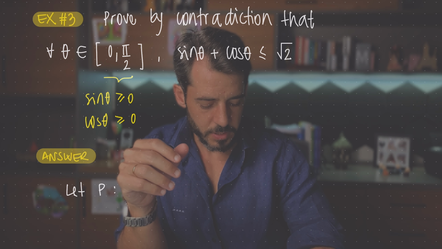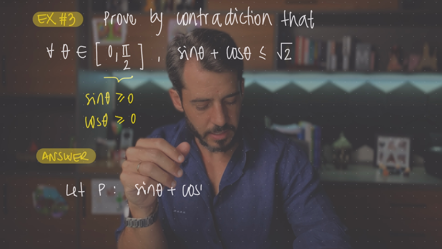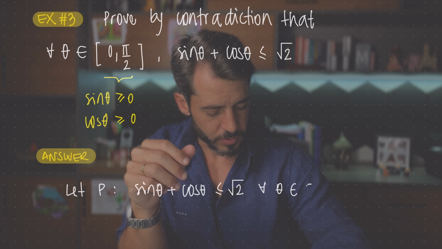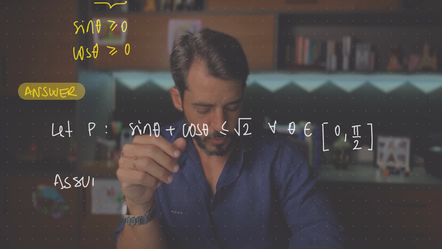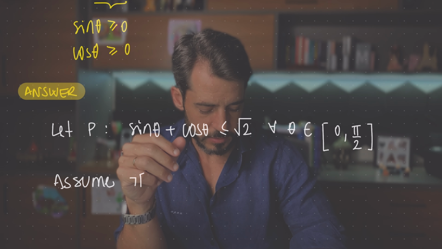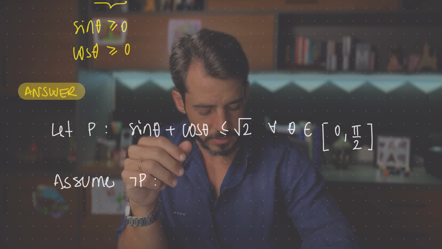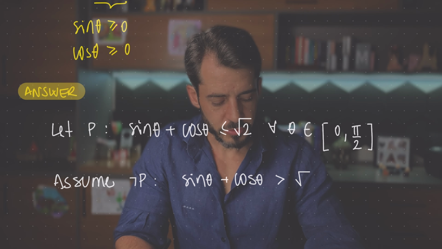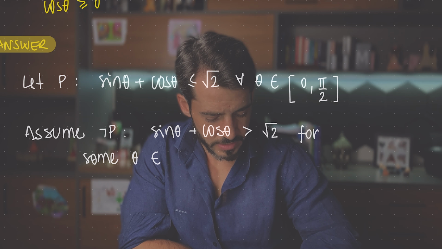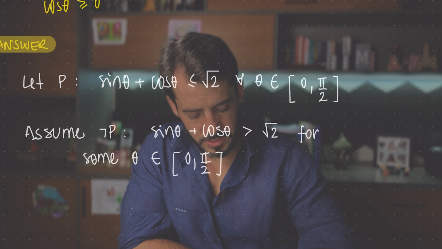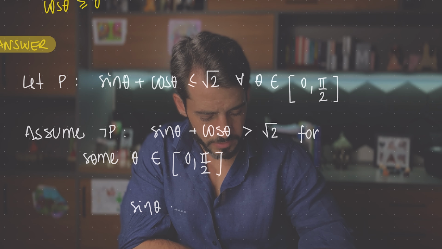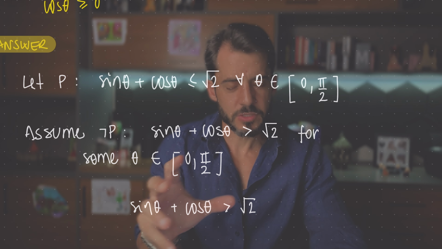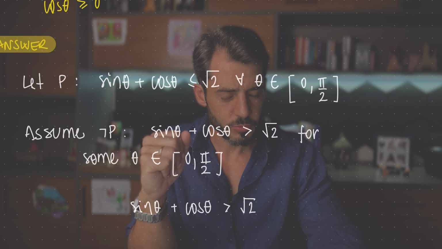So let P be the following proposition. Sine theta plus cosine theta is less than or equal to root of 2 on the first quadrant. Now, as you know, we're going to assume not P, which in this case means that sine theta plus cosine of theta is greater than root of 2 for some theta which is in this interval. Now let's see if that's actually possible to have that value for theta in which the sine of theta plus cosine of theta is greater than root of 2.